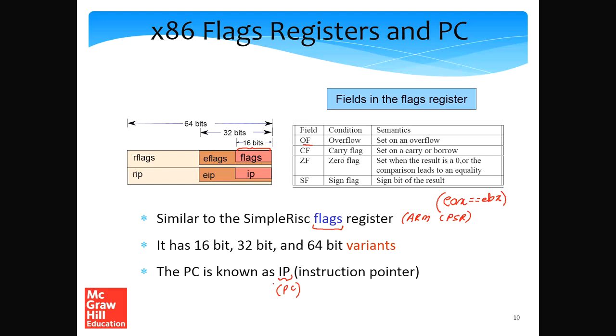It's called RIP. So the idea is the same, that the same register is divided into multiple fields, and depending upon the nature of the instruction set and the processor, we choose which field should be returned as the answer.